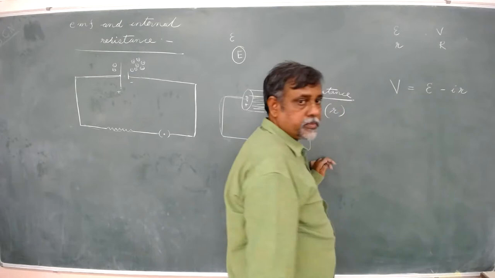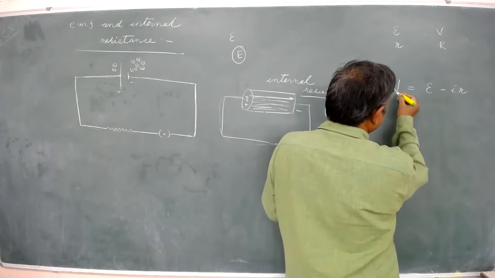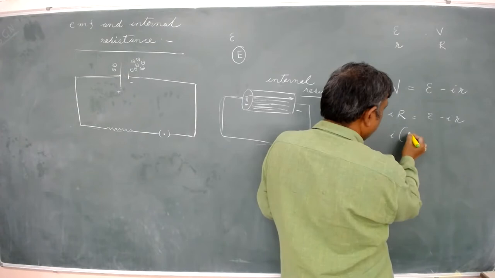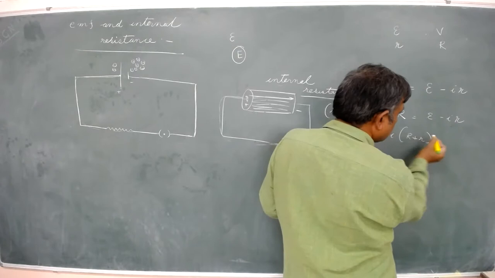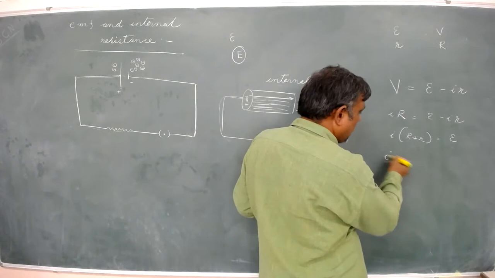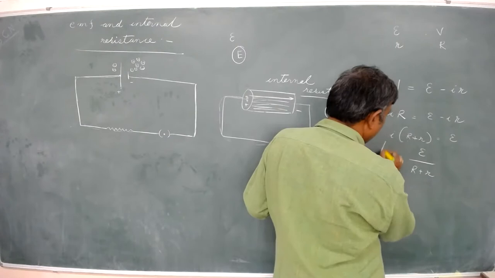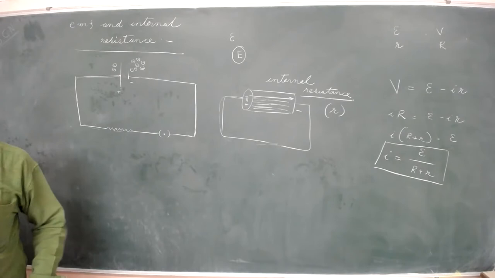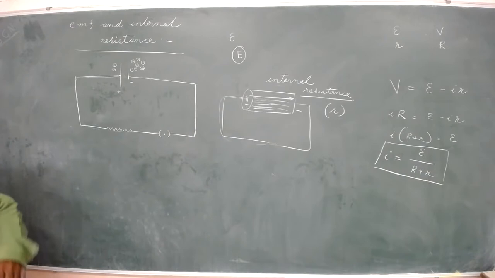The external potential is I into capital R, by Ohm's law. So epsilon minus I r equals I R. When this comes to this side, I into R plus r, which is the total resistance, external resistance plus internal resistance, is equal to the electromotive force. Therefore, the total current passing through the circuit is the electromotive force divided by the total resistance. This is the formula. Epsilon is not permittivity here, it is the electromotive force, or you can write capital E. So I equals epsilon divided by the total resistance, R plus r.